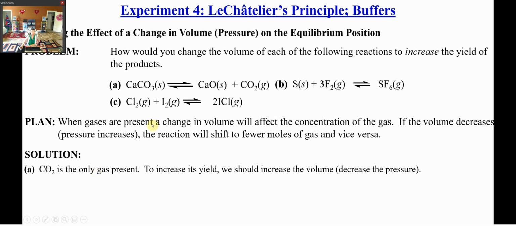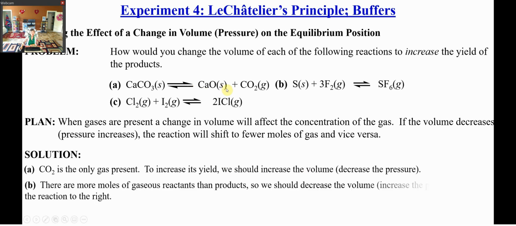So let's see this. For A, I want to increase the product yield, meaning you want the reaction to go in the forward direction. What does this mean? You want this carbon dioxide to be produced more. If you produce more carbon dioxide, you are going to cause more pressure, right? So therefore, you want to decrease the pressure. You want to increase the volume in order to produce more products.